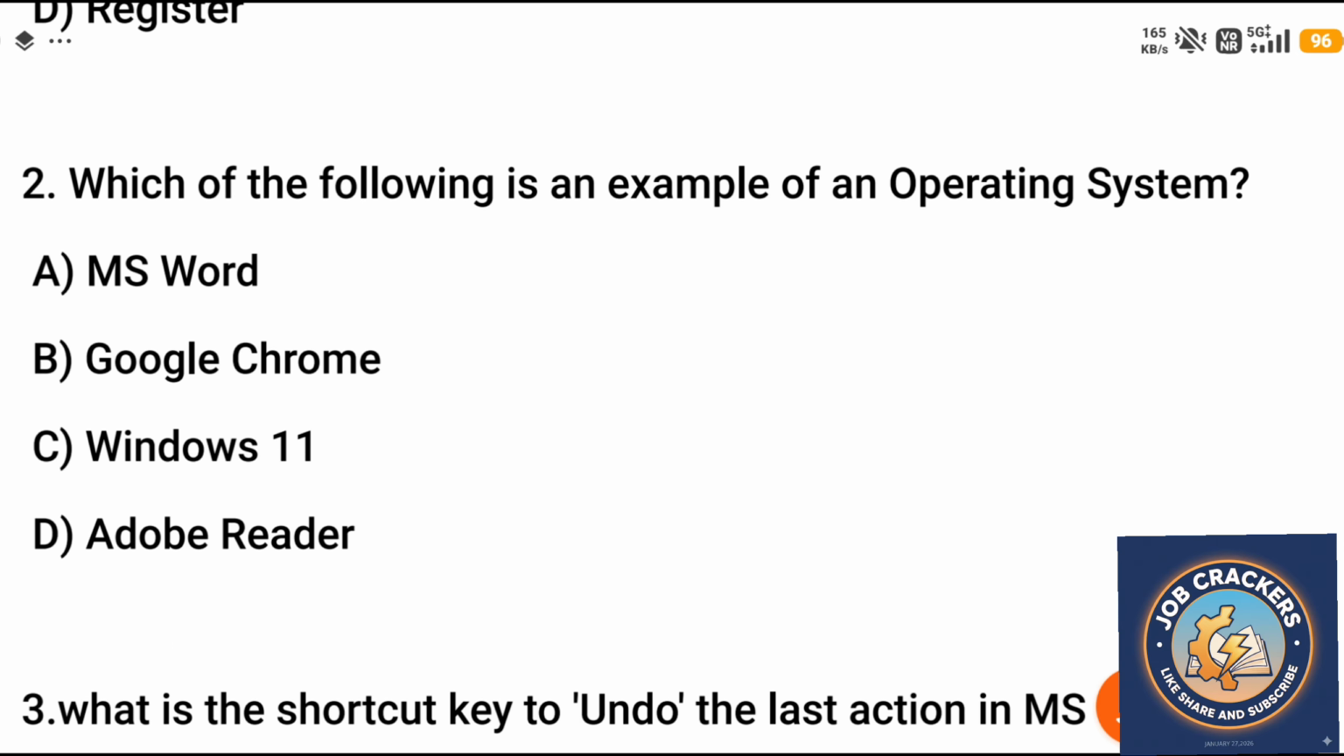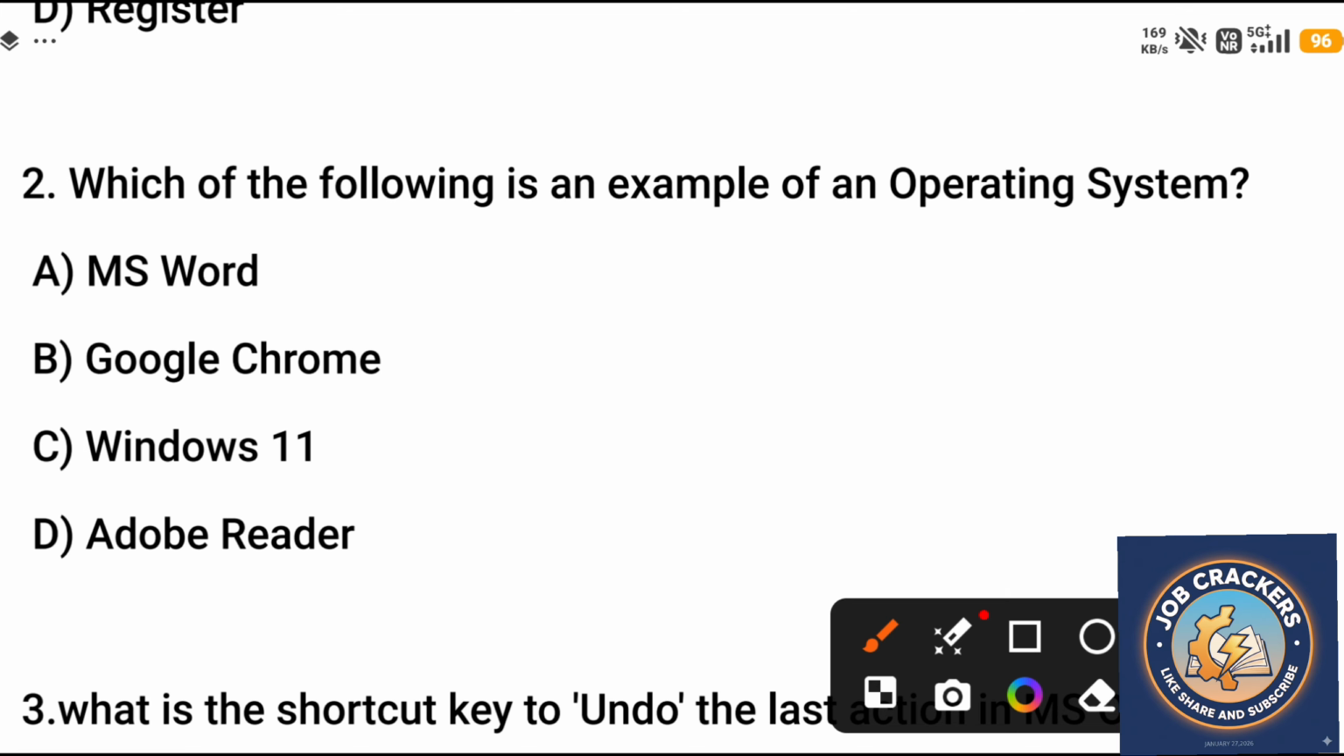Question second, which of the following is an example of operating system? A. MS Word. B. Google Chrome. C. Windows 11. D. Adobe Reader. Correct answer is option B. Windows 11.